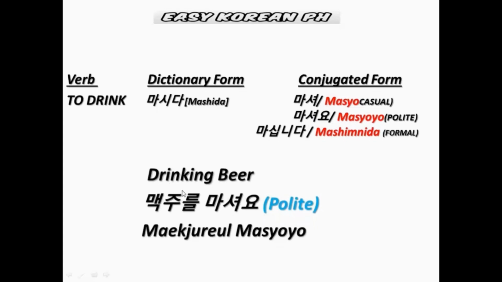Example here, we have drinking beer. Okay, so drinking should be at the last part. So we have 맥주를 마셔요. So once again, to drink, dictionary form, 마시다. Conjugated form, casually, that is 마셔. Polite form, 마셔요. And then the formal form, we have 마십니다.